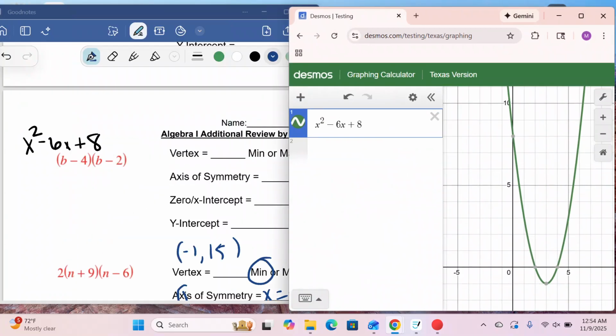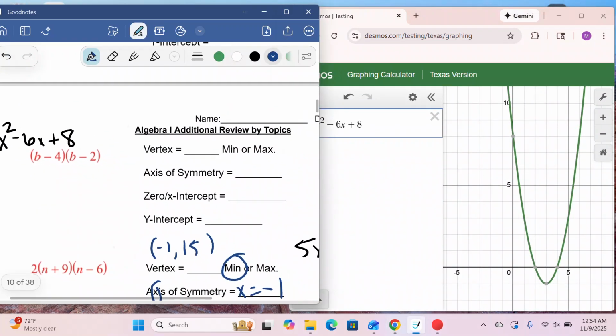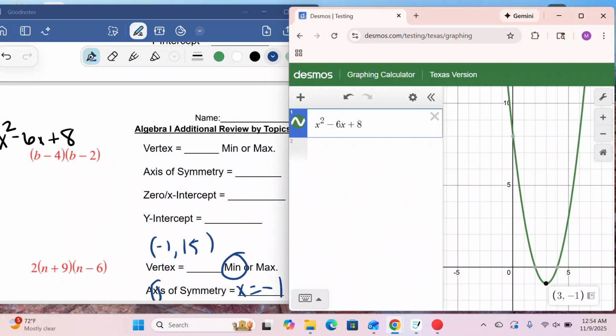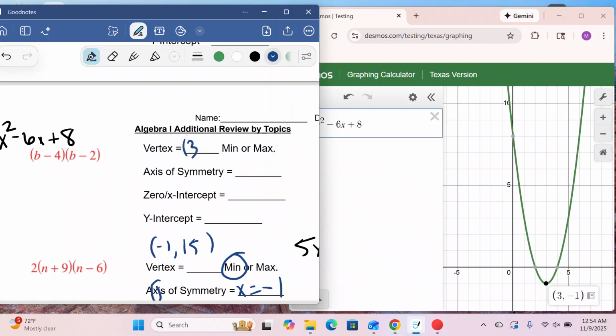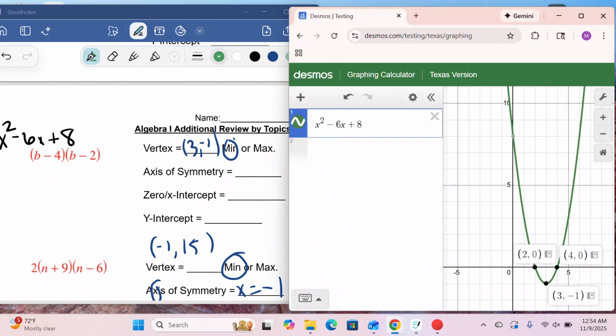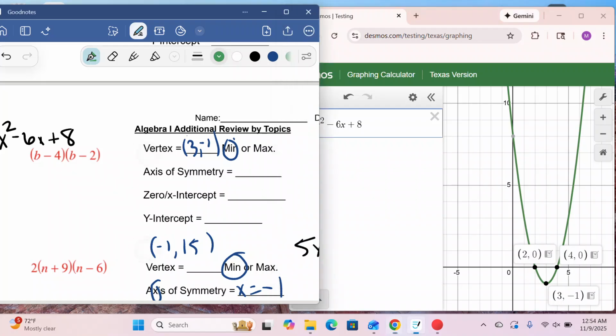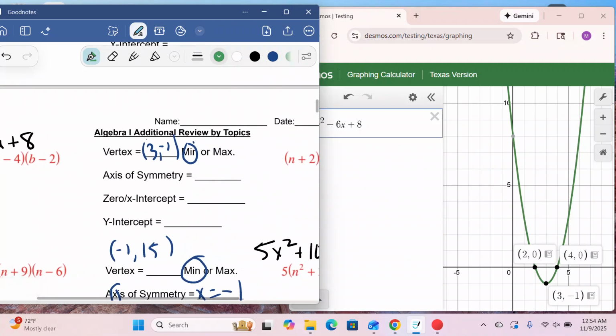So I'm going to split screen it again and answer the questions that I've been posed. Number 1, what is the vertex? My vertex is 3, -1. Is this a minimum or a maximum? Of course, it is a minimum. I'm going to find my x-intercepts. Oh, and I forgot my axis of symmetry. Since it is a U-shape, the axis of symmetry is my vertex x value, which is 3. So my axis of symmetry is 3.